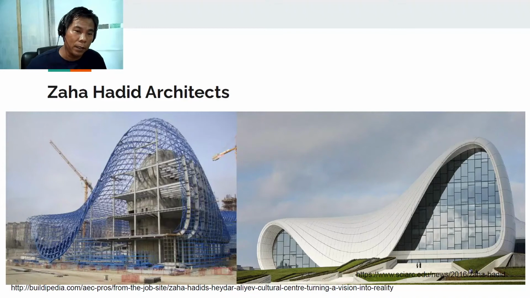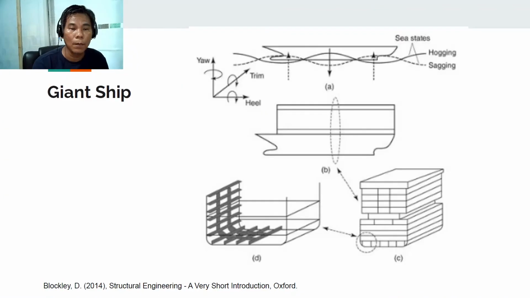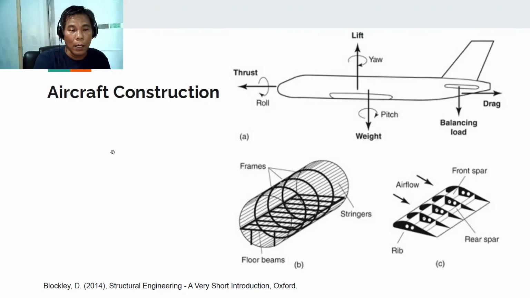Also, we have some of the Zaha Hadid architects projects. So as you can see, here is the framing using frame structure and a shell. This is a combination of frame and a shell, and you can see the result. It's really beautiful. Also, in the giant shape you can see the framing of the shapes. Ships are also using frame construction. Aside from that, the aircraft construction also uses a frame construction.